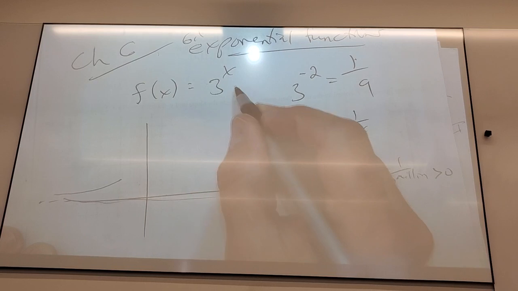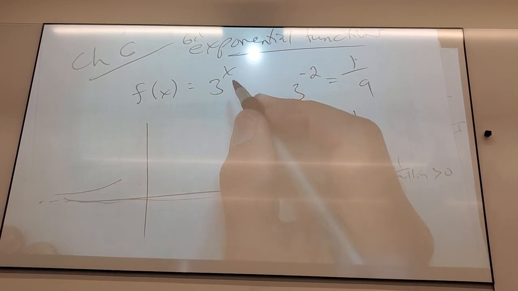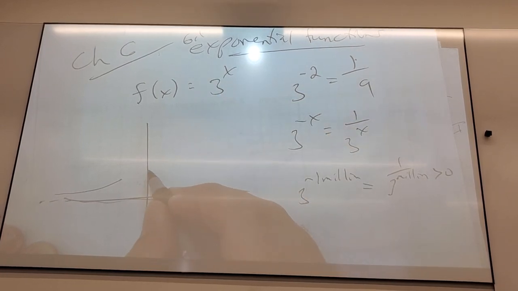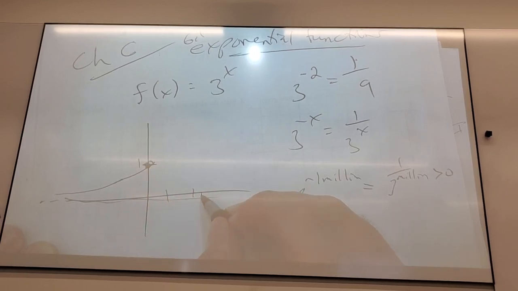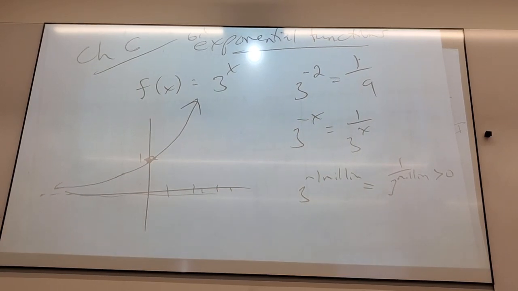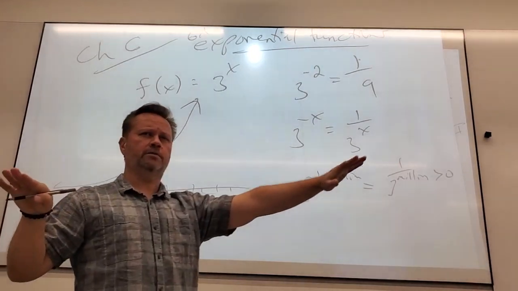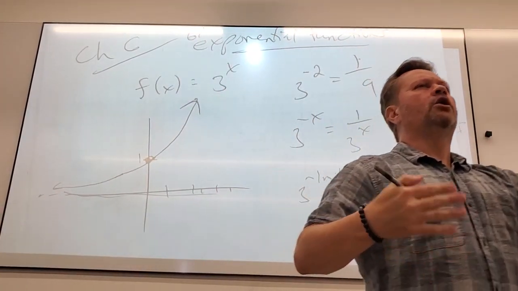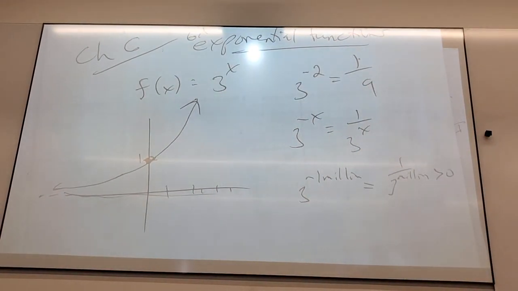What do I get when I put a 0 in this? 1. And of course, as x gets bigger and bigger, 3 squared, 3 cubed is just going to go up like crazy. Okay, so that's what we did last time. We investigated the shape of this. We discovered there was an asymptote. I didn't have to know ahead of time there's an asymptote. I just found out there's an asymptote. Okay.